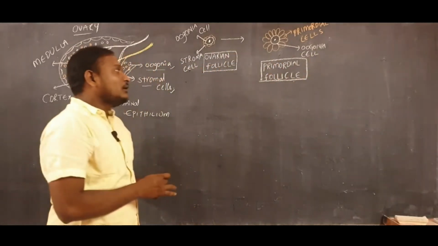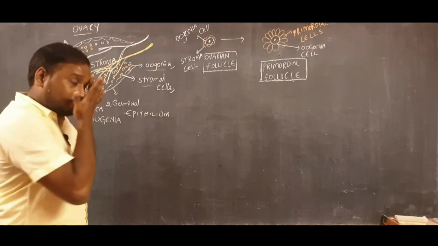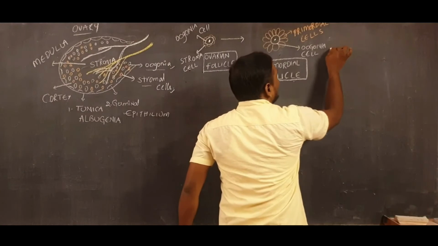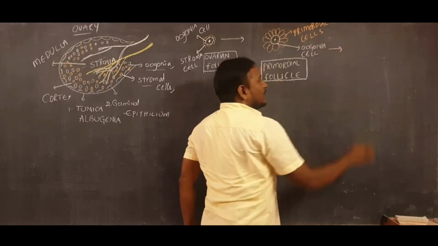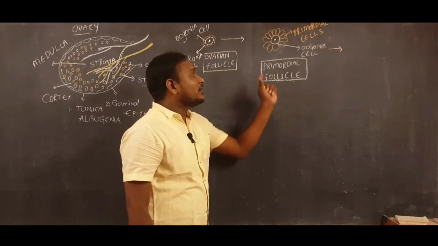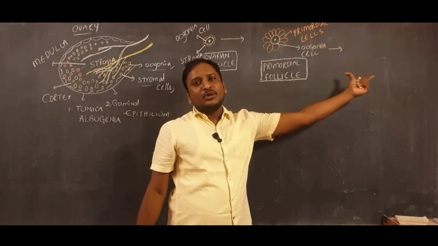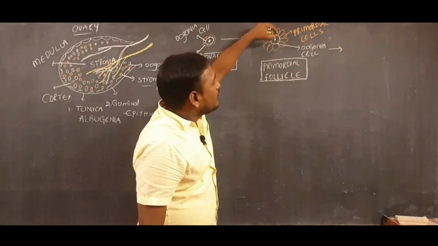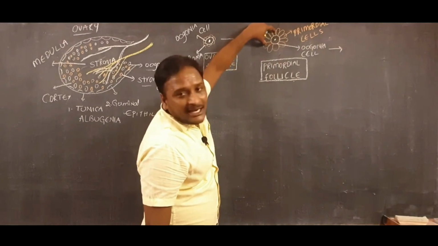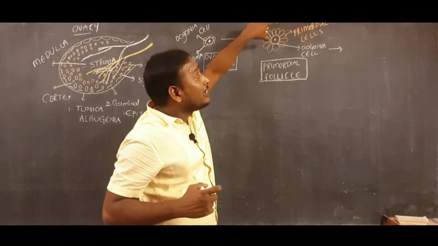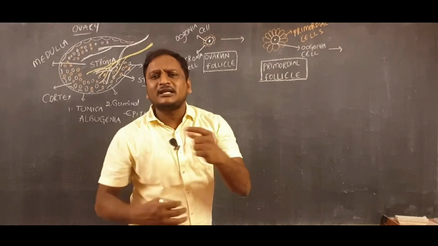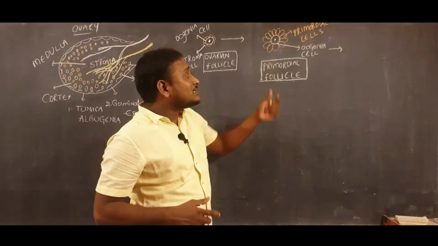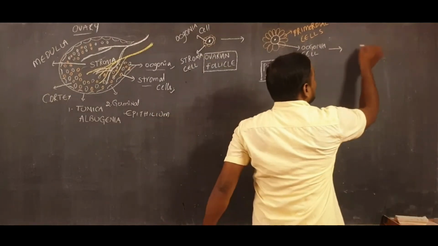This one is also called primordial follicle. And next, when we observe this primordial follicle, it develops into primary follicle. During this, when we observe the primordial follicle, there are elongated primordial cells. That primordial cell divides continuously and produces a number of cells. And those cells are also called granulosa cells.